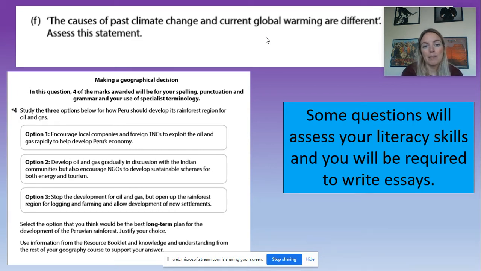Now, in the final paper, in paper 3, you do have a longer essay, and this is worth 16 marks, and it's based on the booklet that you're given. And you have to make a decision and explain your decision.